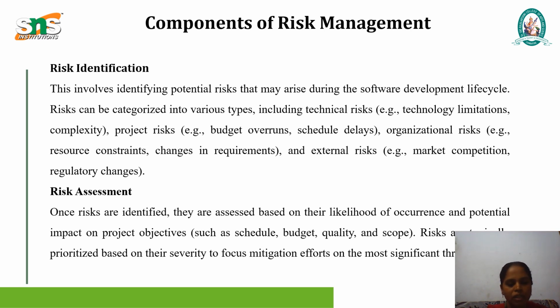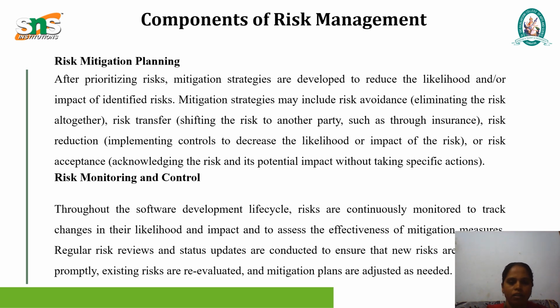And then risk assessment. Once risks are identified, they are assessed based on their likelihood of occurrence and potential impact on project objectives. Next, risk mitigation planning. After prioritizing risk, mitigation strategies are developed to reduce the likelihood and/or impact of identified risk. Mitigation strategies may include risk avoidance, risk transfer, and then risk reduction or risk acceptance. So everything will be called risk mitigation planning.